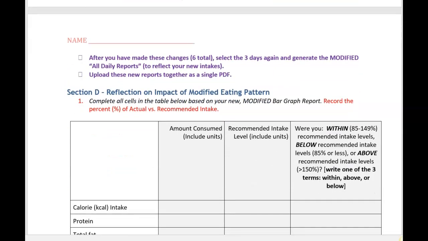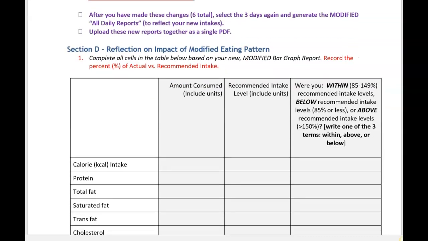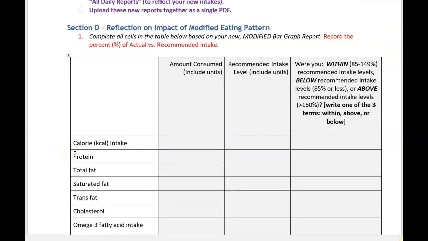Once you've made those 6 changes, select the 3 days again and now generate another all daily reports that will reflect your new intakes with the modifications of those 6 changes. And then you're going to upload the all daily reports as a PDF to the course page. Then you're going to complete another table very similar to the one that you completed in part 1 of the project. Same steps, but now it's going to reflect these 6 changes.